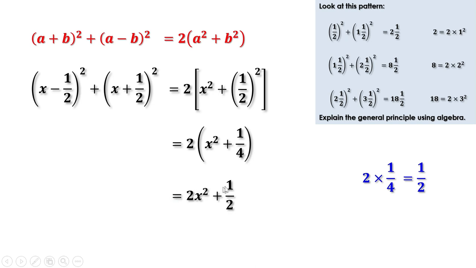That means for every line the fractional part is 1/2. We can see in the first line it is 2½, second line 8½, third line 18½. Everywhere the fractional part is half, because when we generalize we get 2x² + 1/2. Now what is the number part? 2x². When we give x equal to 1, we get 2 into 1². When we give x equal to 2, we get 2 into 2². When we give x equal to 3, we get 2 into 3².